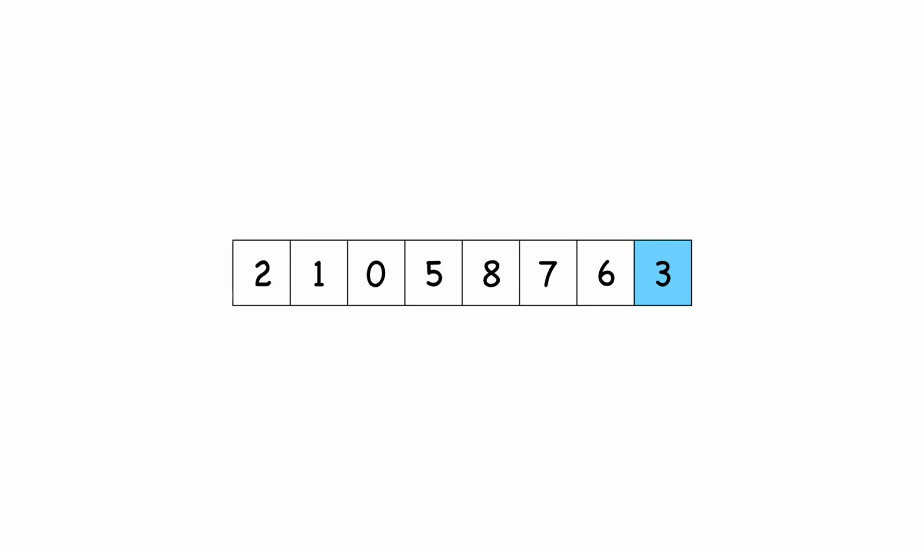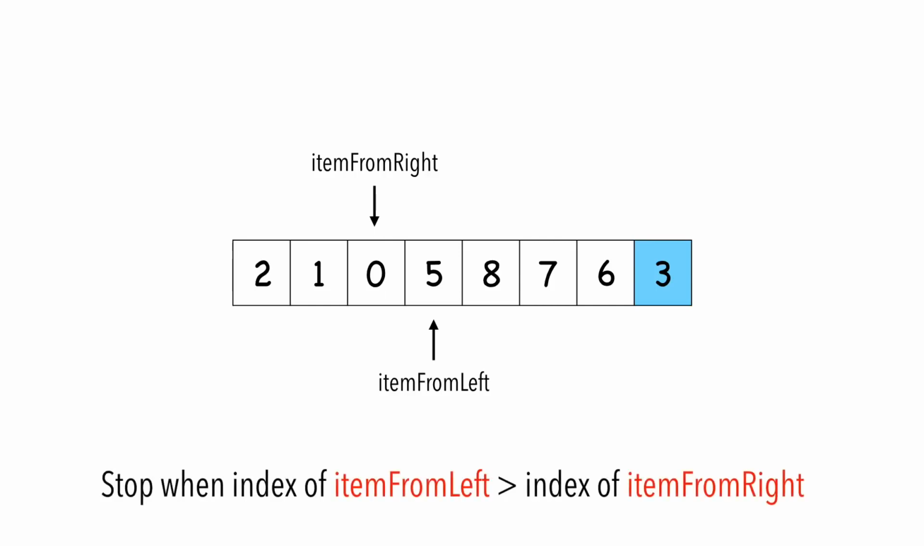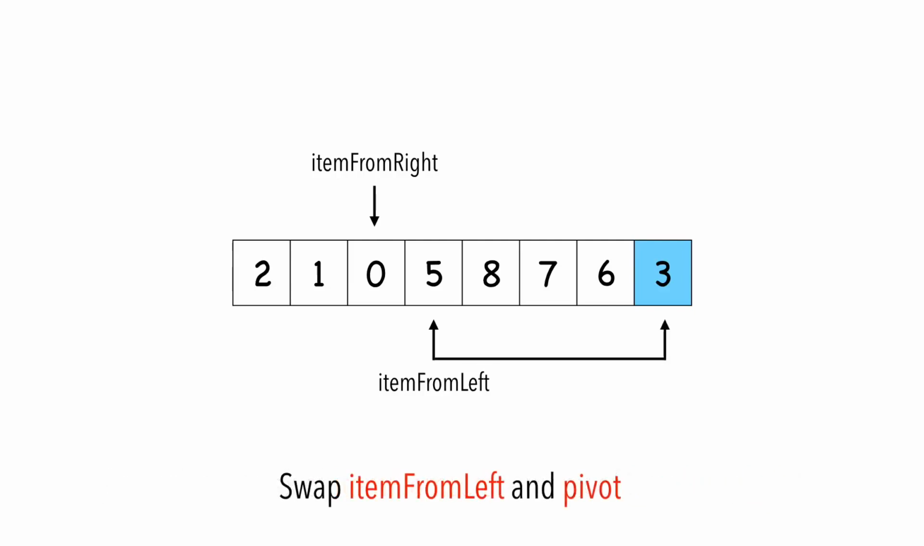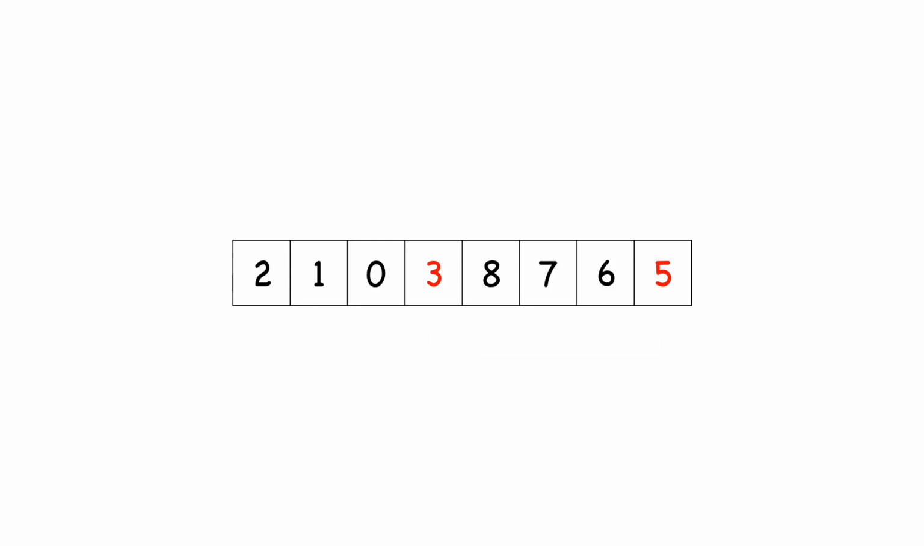One more time. This time we see that item from left has a greater index than item from right, so we know we're done. We swap item from left with our pivot. Three, our pivot, is now in its correct spot.